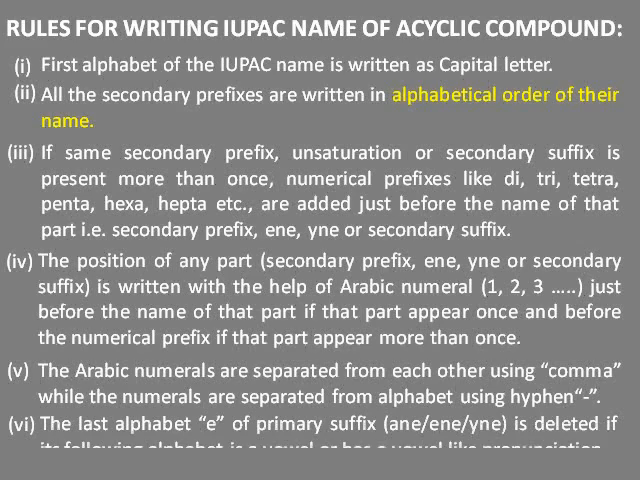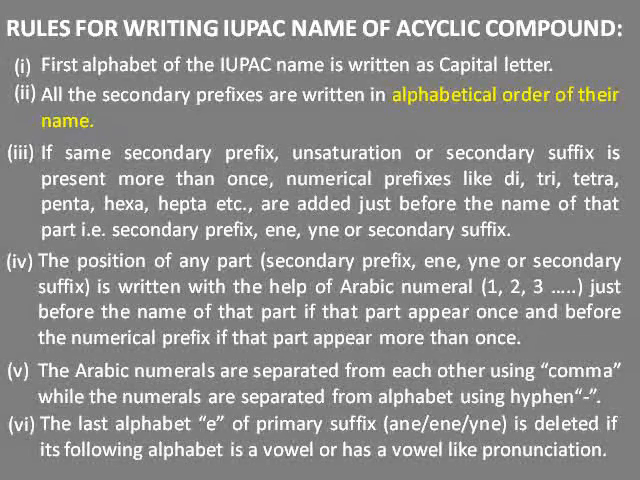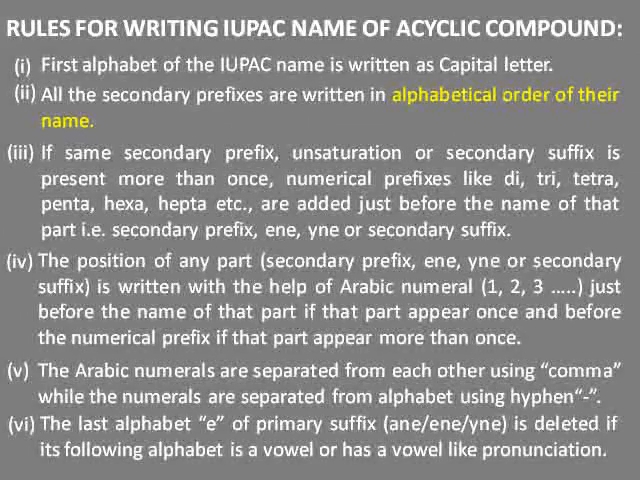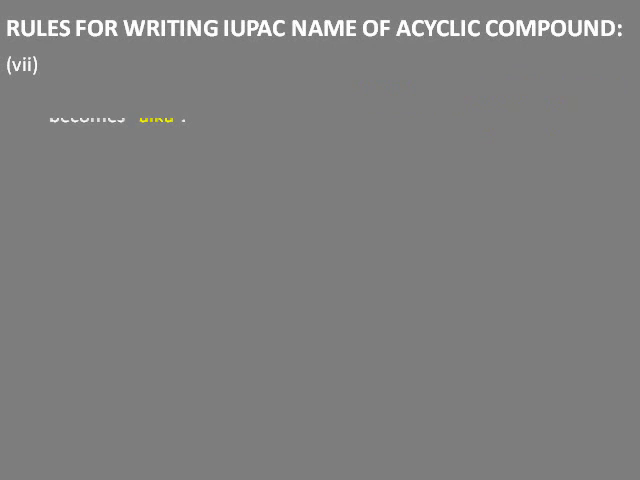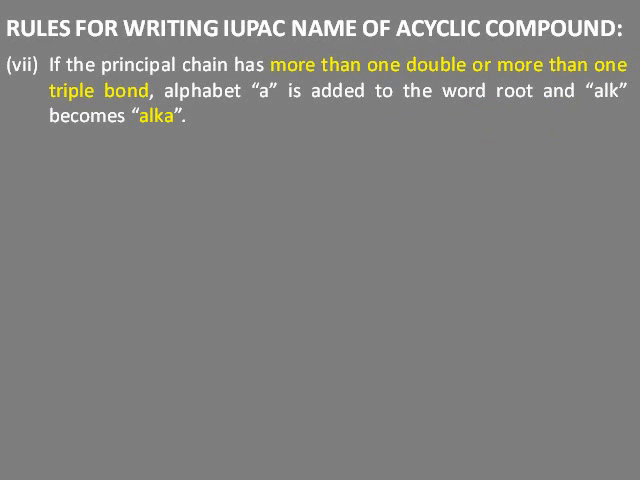6th, the last alphabet E of the primary suffixes ane, ene, and yne will be deleted if its following alphabet is either a vowel or has a vowel-like pronunciation. 7th, if the principal chain has more than one double or more than one triple bond, alphabet A is added to the word root and the word root alk will become alka.